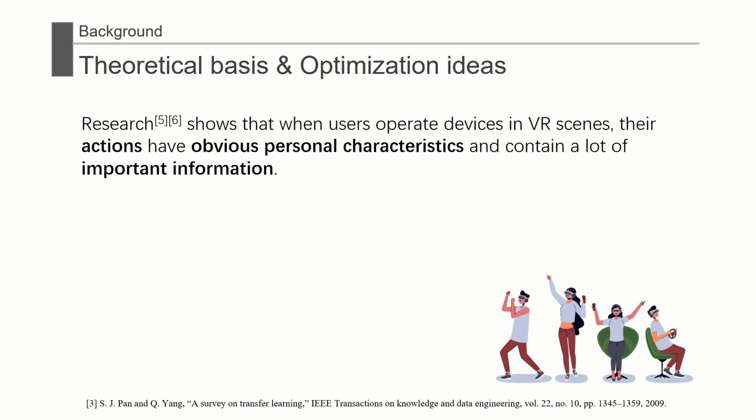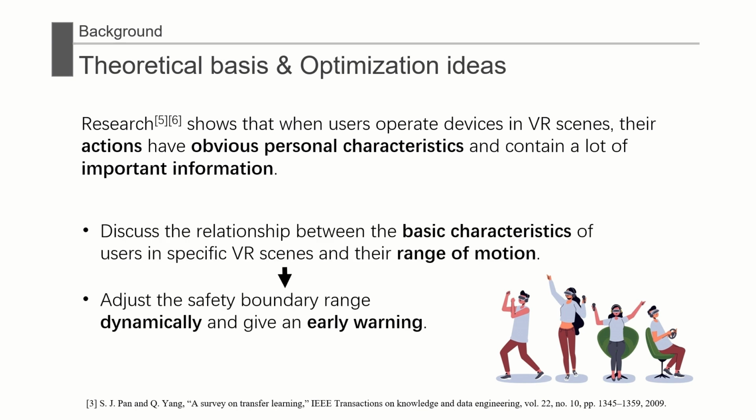different users. Research shows that when users operate devices in VR scenes, their actions have obvious personal characteristics and contain a lot of important information. We speculate that certain information features can be obtained from motion information. According to the features, the system can predict the next movement of the current user in real time to adjust a safety boundary range and give an early warning.